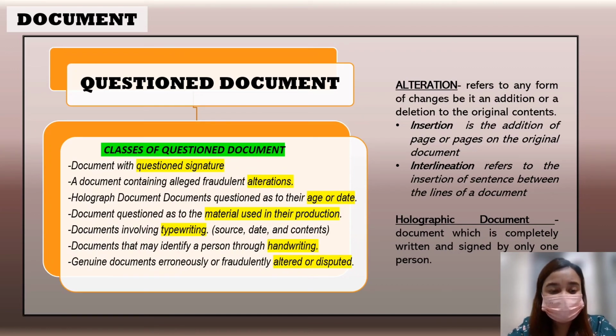Genuine documents erroneously or fraudulently altered or dispute. Okay, may mga documents na pinalitan, nilagyan ng pangalan, or kaya, instead of 1,000, ginawang 10,000 yung amount. So, that is disputed or question.